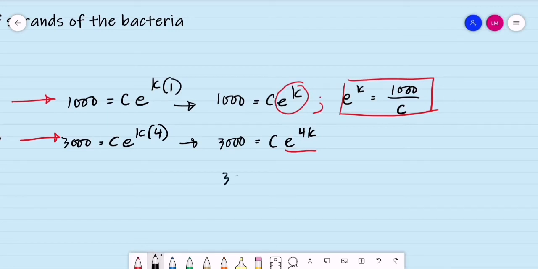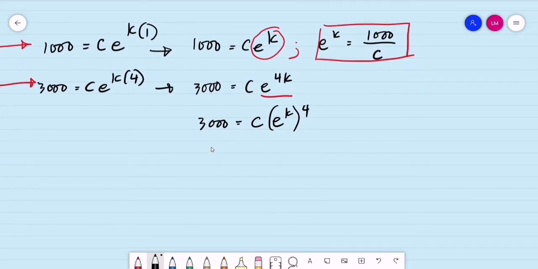So we can have it as 3,000 equal to c. e raised to 4k is the same as e raised to k, all raised to 4. Okay, so from our algebra, let us now substitute. What is the equivalent of e raised to k from our first equation? That is 3,000 equal to c times 1,000 divided by c, and this is now raised to 4.